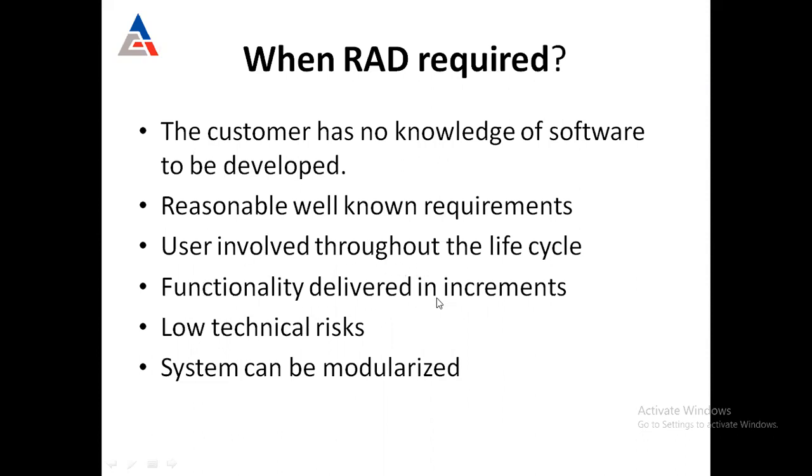Functionality delivery is incremental. There is low technical risk because once the customer is satisfied at the first level, they move to the second level. Once the customer is satisfied at the second level, they move to the third level. It means the risk factor is least over there. The customer cannot say that they are not satisfied with the previous level. After satisfaction, they move to the next level. And the system can be modularized, we can say, partitioned into different modules.